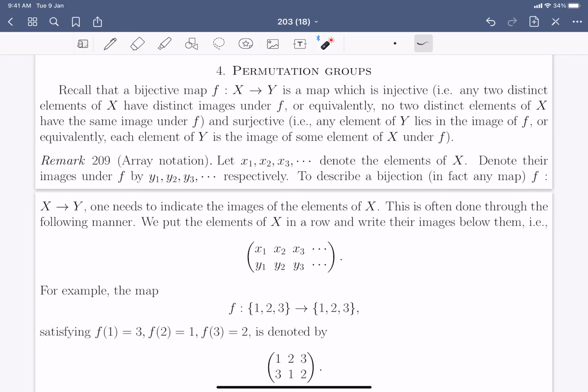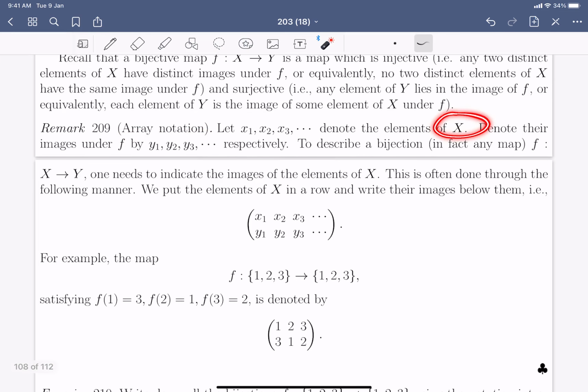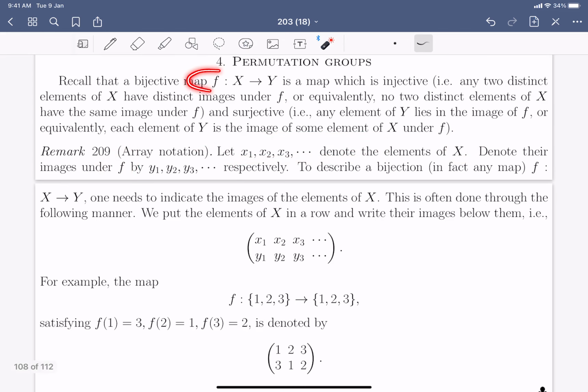Okay, and let's introduce this notation, this convention. This is called the array notation. So suppose we have a set x and we denote its elements by x1, x2, x3, and so on. Suppose the elements of x can be denoted in this fashion. And then we denote the images of these elements under f, where we have a bijection in mind. f is a bijection from x to some set y. We denote the images of these elements under this bijection f by y1, y2, y3 and so on.